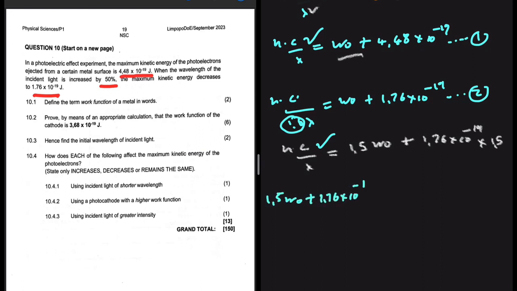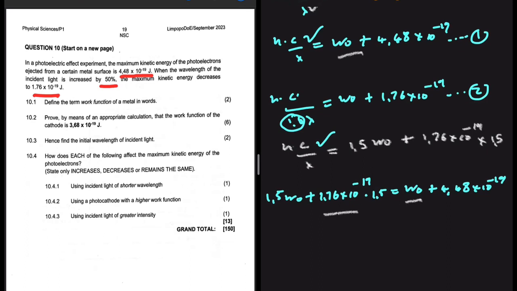If we do that, we're going to get 1.5 work function plus 1.76 times 10 to the minus 19 multiplied by 1.5 equal to the work function plus 4.48 times 10 to the minus 19. Let's take the work function to the left-hand side and 1.76 times 10 to the minus 19 multiplied by 1.5 to the right-hand side. 1.5 work function minus work function is going to be 0.5 work function. This is equal to 4.48 times 10 to the minus 19 minus 1.76 times 10 to the minus 19 multiplied by 1.5.